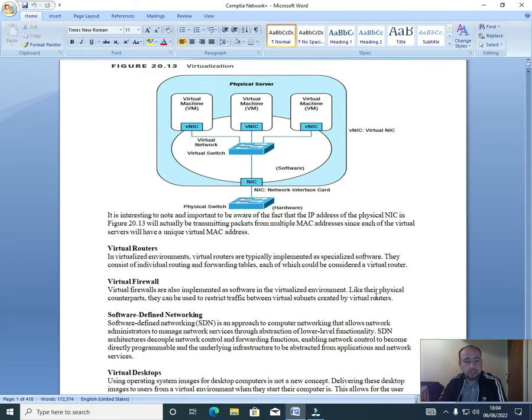It is interesting to note, and important to be aware of, the fact that the physical NIC in figure 20.13 will actually be transmitting packets from multiple MAC addresses, since each of these servers will have a unique virtual MAC address. So here you can see in figure 20.13 a physical server. So virtual machine, virtual machine, virtual machine, virtual switch, and here's your physical switch.